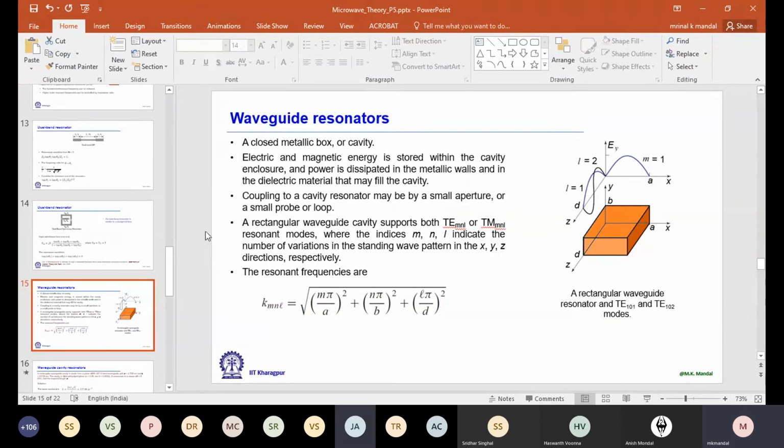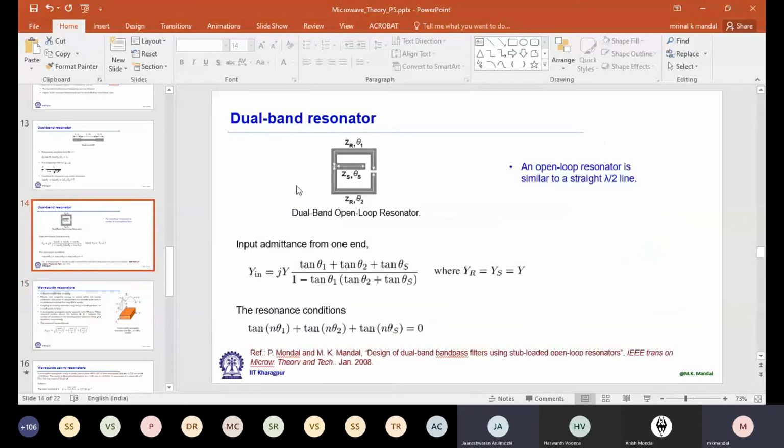Sir, in the miniaturized version which you showed us, there is a bend in the corners, right? So wouldn't it cause discontinuities and cause radiation?